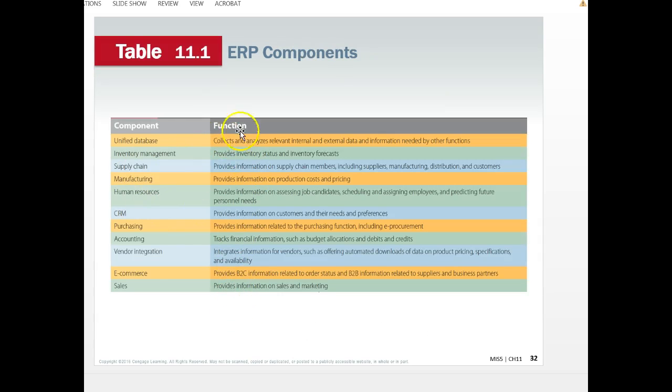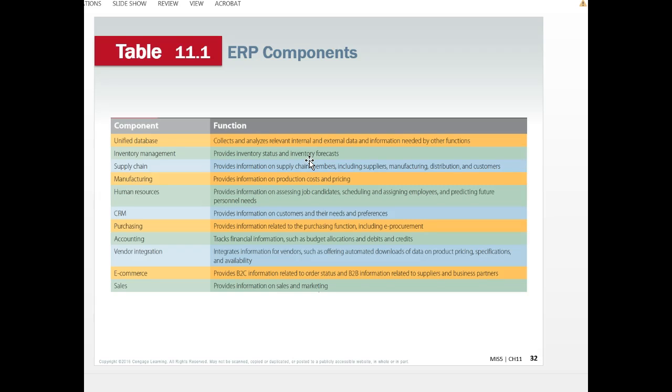This table summarizes the functions of each of the components. Unified database is one of the components of the ERP. It collects and analyzes relevant internal and external data and information needed by the other functions. Inventory management is one component, provides inventory status and inventory forecast. Supply chain is another component which provides information on supply chain members, including suppliers, manufacturing, and customers. Manufacturing is another component, provides information about the products and cost.